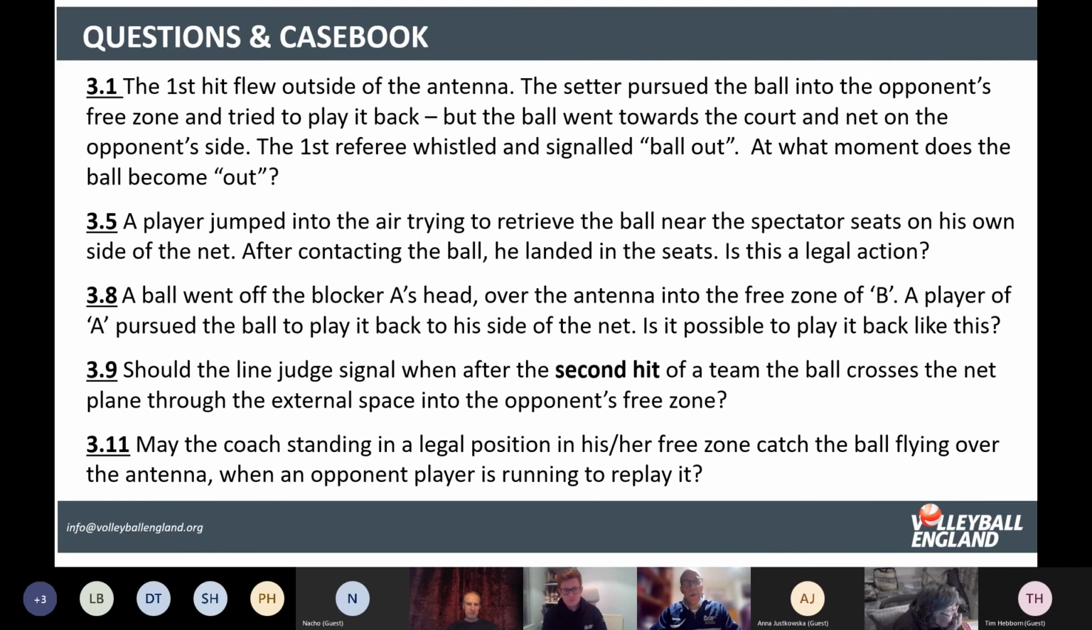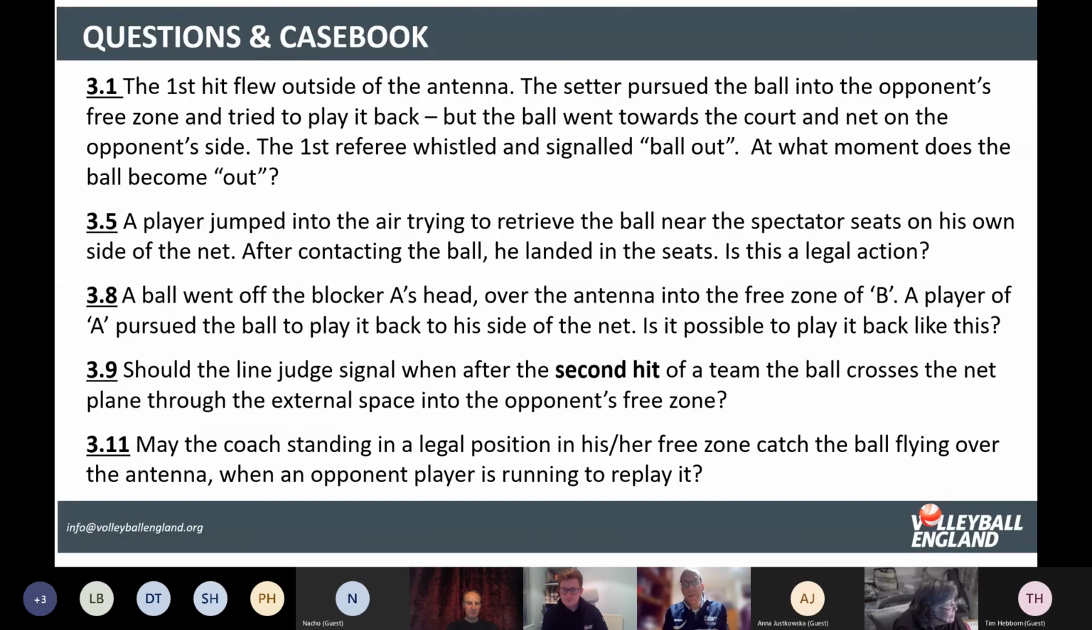Okay, 3.8 then. A ball went off blocker A's head over the antenna into the free zone of B. The player of A pursued the ball to play it back to his side of the net. Is it possible to play it back like this? Rita, what do you think? Is it possible? Yes, because it didn't cross completely in the complete planes in the crossing space. Absolutely. So it was partly through the external space, and therefore it could be played back in the same way.